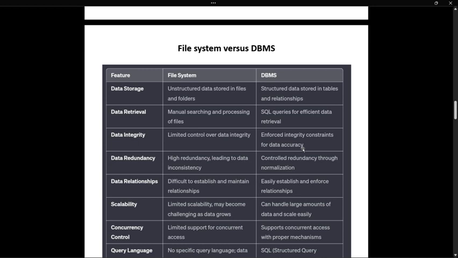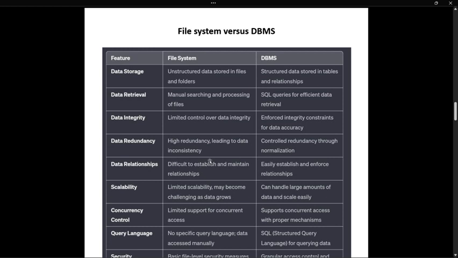Coming to high redundancy leading to data inconsistency. When the data is large, the redundancy may increase. But in database management, it controls redundancy through normalization. When the data is large, the redundancy problem exists in file systems, but in a database this redundancy problem is controlled through normalization, whereas in file systems the high redundancy leads to data inconsistency.